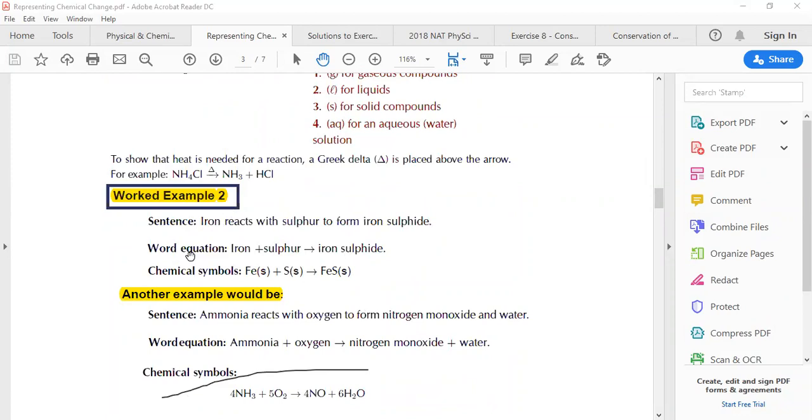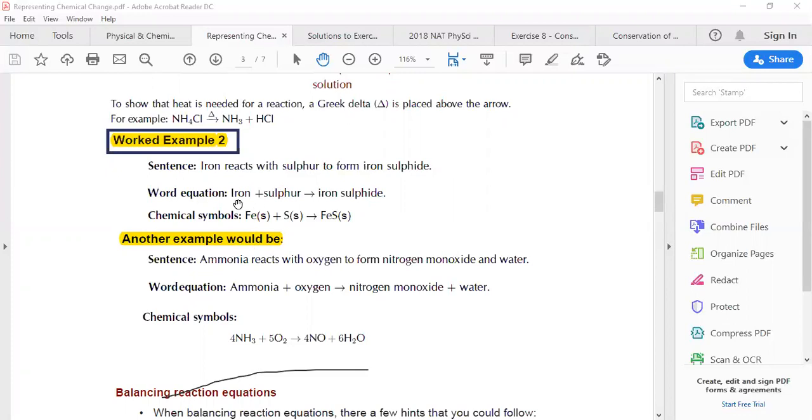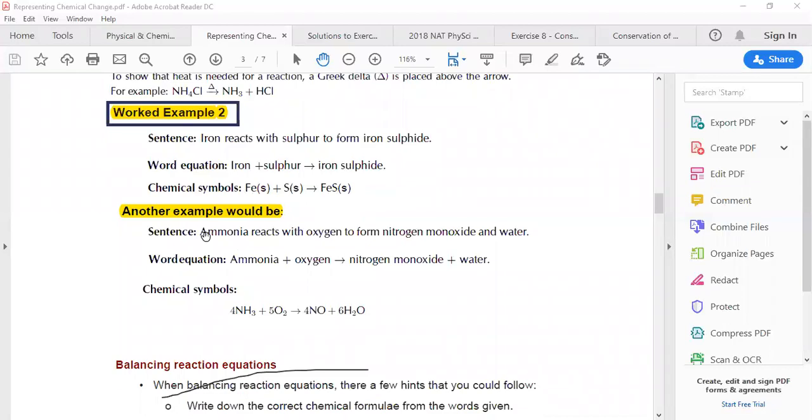with the example number 2, the sentence will be given. In this example, we have got iron reacts with sulfur to form iron sulfide. So the word equation becomes iron plus sulfur to give us iron sulfide. You go to your symbols, you're going to have iron, which is Fe. In this case, it will be a solid, and sulfur is also a solid, right? So iron plus sulfur, they're going to form iron sulfide, which will also be a solid. So you'll be given the states, then you have to include them. Clear?